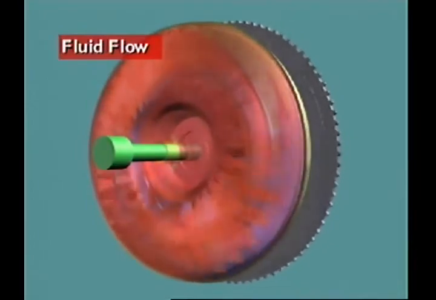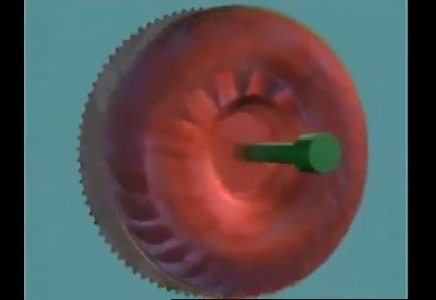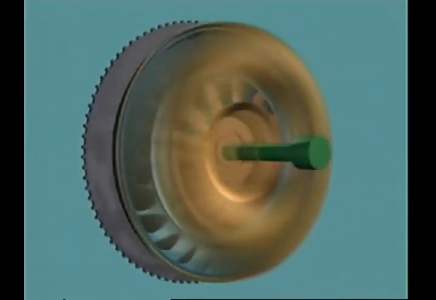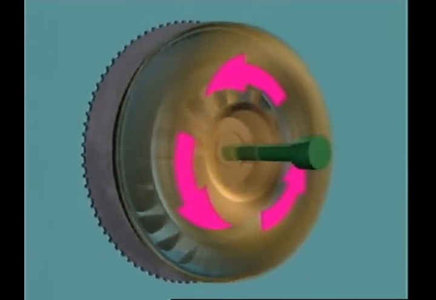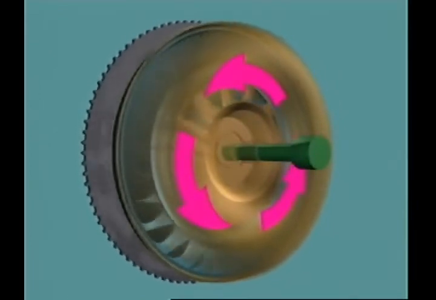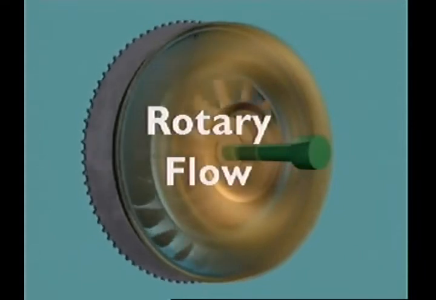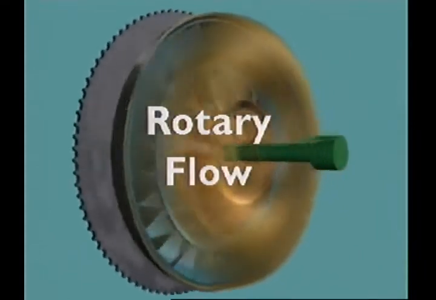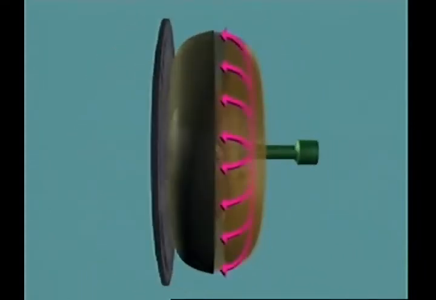The revolving impeller carries the fluid with it inside the converter casing. The fluid is rotating around the axis of the converter. This is known as the rotary flow. At the same time, centrifugal force moves the fluid outwards, away from the converter axis.